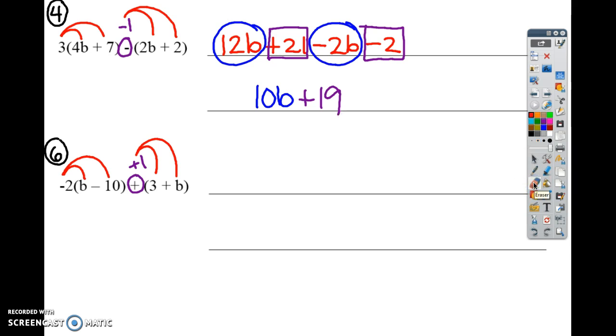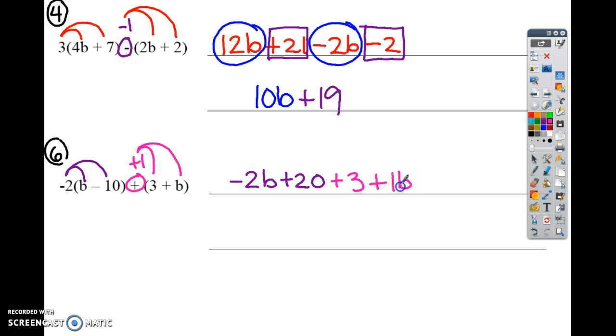Problem number 6. Let me erase this. Okay, you were supposed to have distributed the negative 2 times b. Negative 2b. Negative 2 times negative 10. It's a positive. Negative times a negative is a positive 20. Okay? And then remember we were distributing a positive 1. So positive 1 times 3. Positive 3. And positive 1 times b.